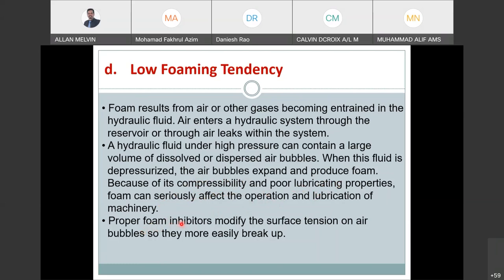The proper foam inhibitors modify the surface tension of the air bubbles so they more easily break up. Foam inhibitors meaning, you have some kind of chemical added to your hydraulic oil so that all these air bubbles trapped inside your system can come to the surface, especially in the reservoir. Once they come to the surface, they easily break up, the molecule pecah, and it will become like a normal air. So that's some mechanism that you need to introduce.